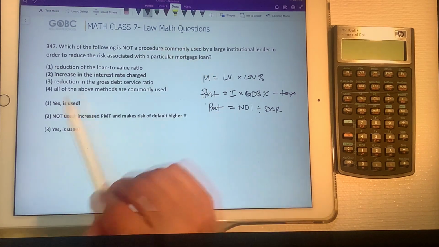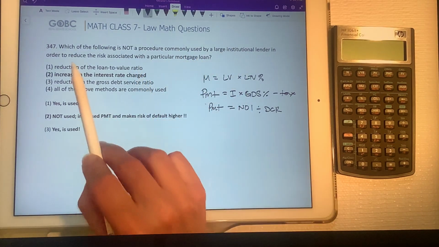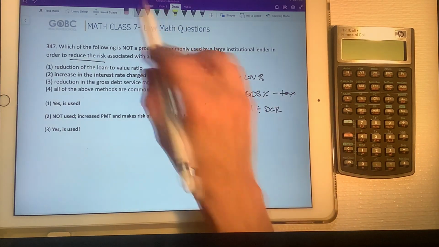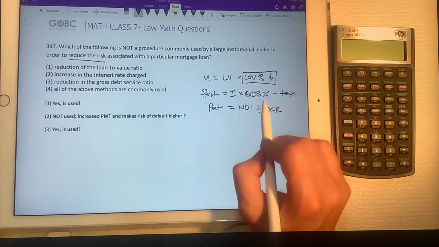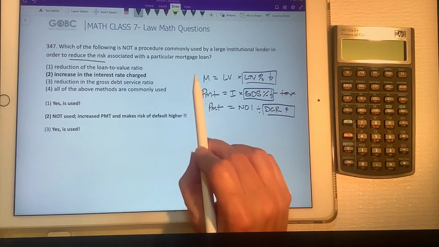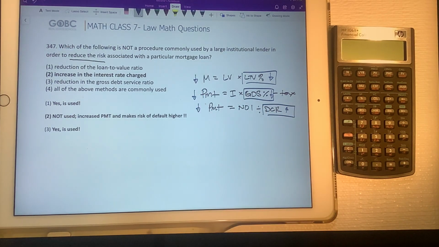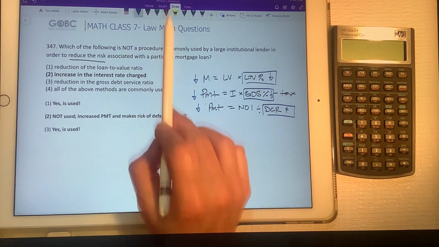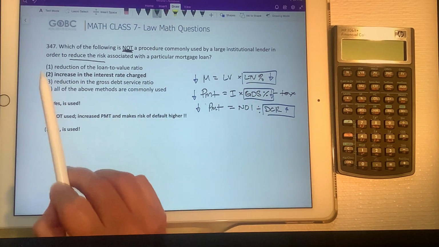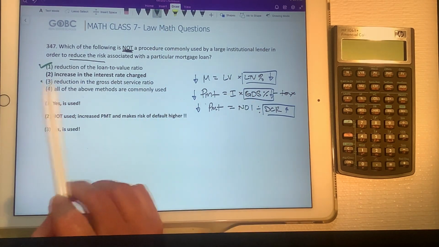Okay, so what did we say was a way to reduce the risk, to lower the amount of funds given? Well, if we reduced the loan to value ratio, if we reduce the gross debt service ratio, or if we increase the DCR, that would decrease the M and the payment amounts that we would find using these formulas. So which one is not a procedure? So reduction of the loan to value ratio, yes, that is. Reduction of the gross debt service ratio, yes, it is.